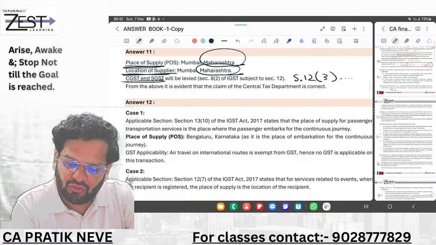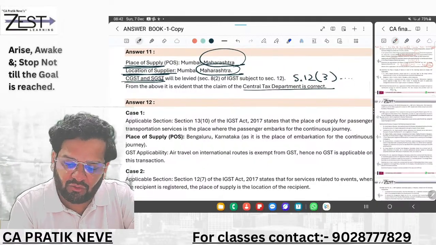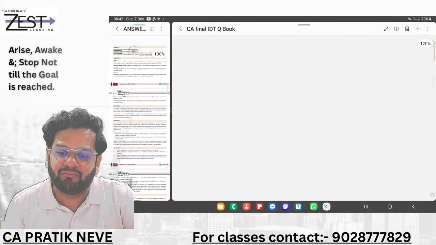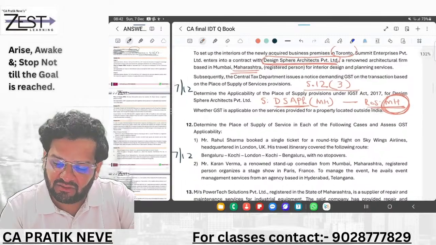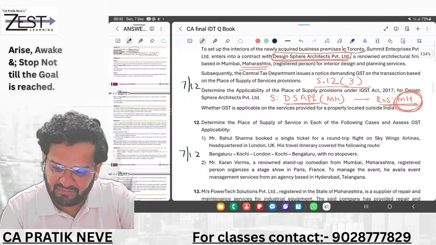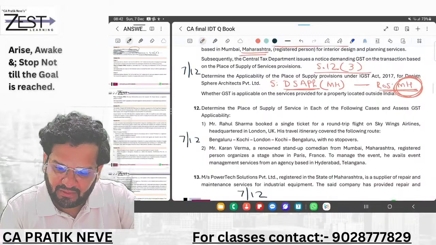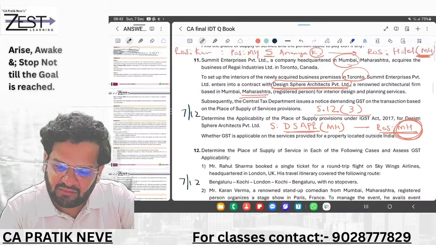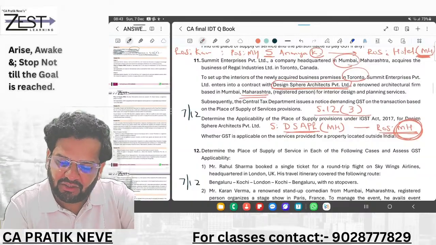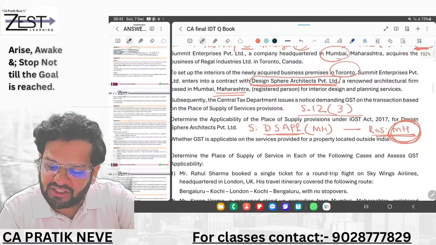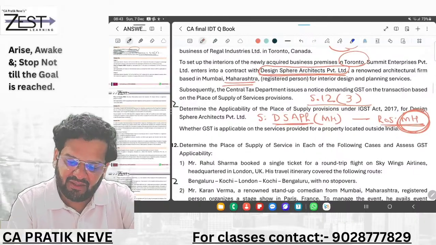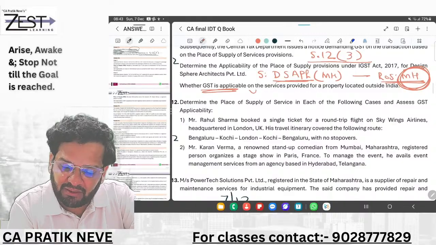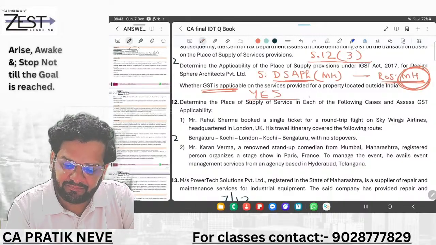Okay, so in this question it was given that the department is trying to collect tax from them. Is that correct? So answer is yes. Okay. Shall we go ahead? Because Central Tax Department has issued notice demanding GST. Determine applicability of that, we have done. Whether GST is applicable. Yes.